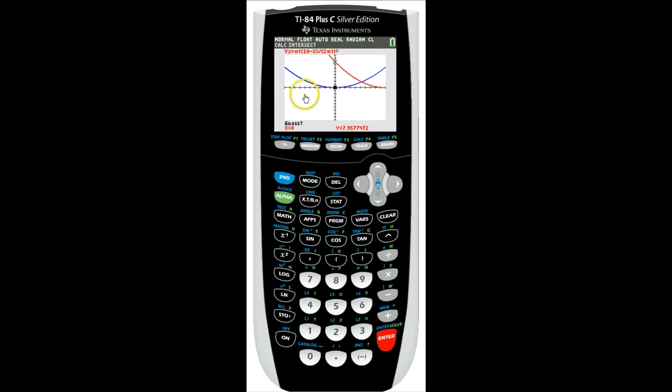And then if there are multiple intersections, when it asks you here to guess, then you would want to go ahead and move the cursor closer to the intersection that you are interested in. If there's only one intersection, then this step is unnecessary. You could just press enter, and it's going to calculate our intersection. So we were interested in solving this equation graphically. So in this case, it's only the x value that we're interested in. We solved this equation and we ended up with an x of approximately 5.3.